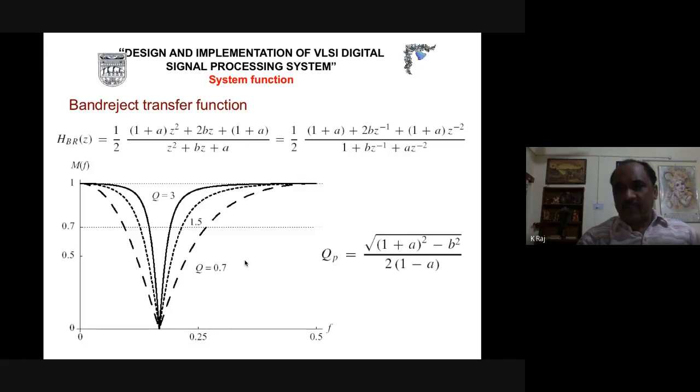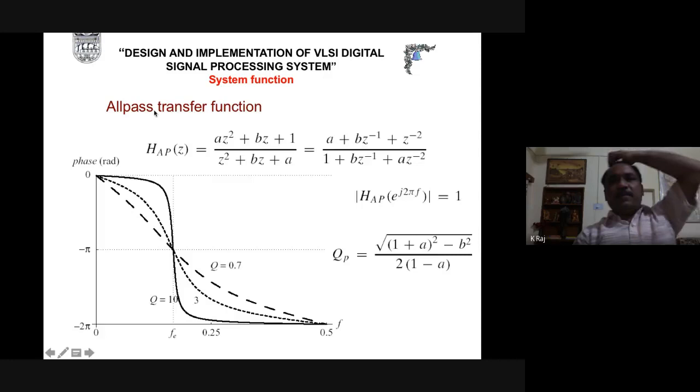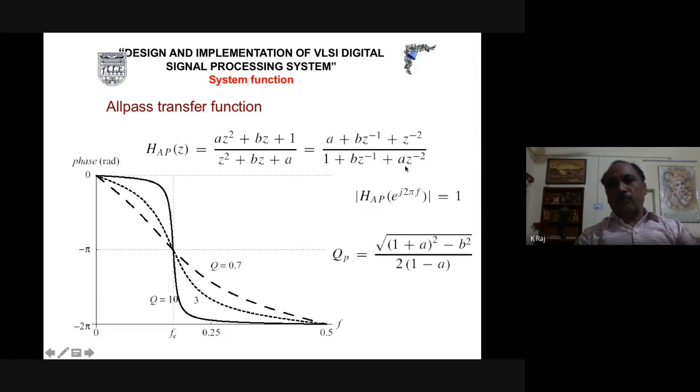All pass filter will be described by this transfer function, that is A Z square plus B Z plus 1 upon Z square plus B Z plus A, or (A plus B Z power minus 1 plus Z power minus 2) divided by 1 plus B Z power minus 1 plus A Z power minus 2, and its magnitude gain will be equal to 1. Quality factor will be described by this formula, that is under root (1 plus A) its whole square minus B square divided by 2 times (1 minus A).